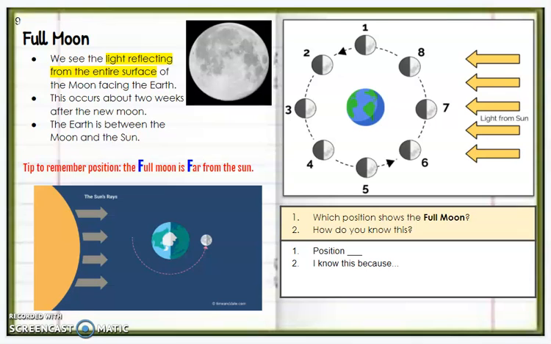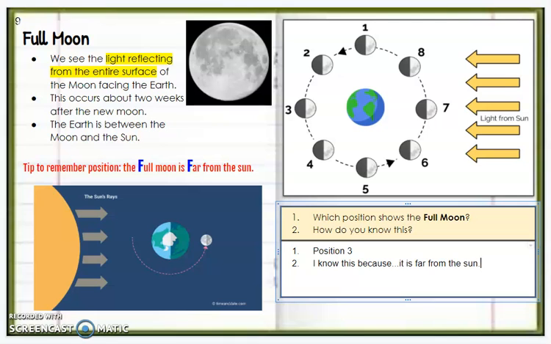Now we have a full moon. So at this time, it has traveled about 2 weeks from new moon all the way to full moon. So now the entire moon is reflecting light. The earth is between the moon and the sun. So a way to remember position is the full moon is far from the sun. So here, it's asking what position is the full moon. So remember, we want the one farthest from the sun. So it's going to be position 3. And then I know this because it is far from the sun.